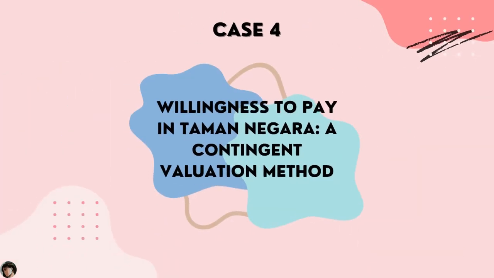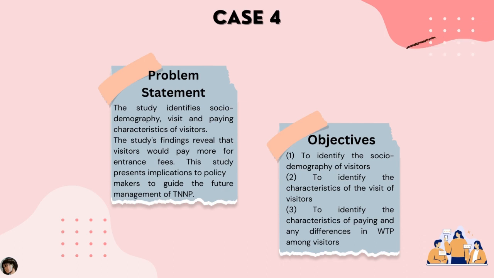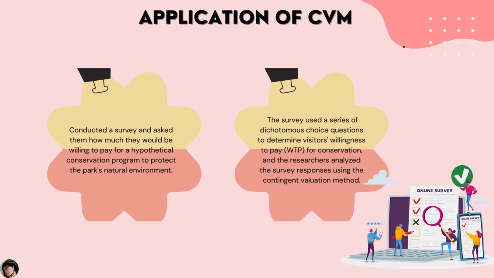Case 4. The study of willingness to pay in Taman Negara, using the contingent valuation method. CVM aimed to understand the socio-demographic characteristics, visit patterns, and paying behavior of visitors to Taman Negara National Park. The findings revealed that visitors are willing to pay higher entrance fees. The study used a survey with dichotomous choice questions and the contingent valuation method. Visitors expressed a willingness to pay an average of RM25 per person per day for a hypothetical conservation program.